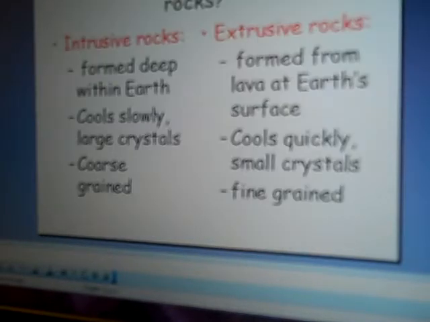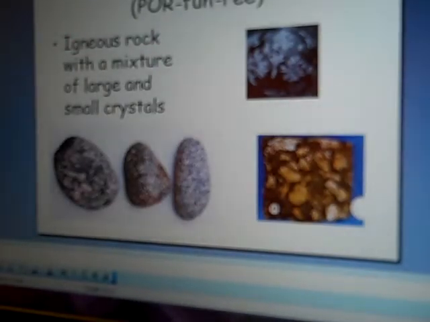And you have intrusive and extrusive, which I went over when we talked about volcanoes in an earlier video. Igneous rock is mostly large, and it can be small crystals as well, and there's some pictures of igneous rocks. We didn't really go too much into igneous rocks because it's just not necessary for the final that you are taking.